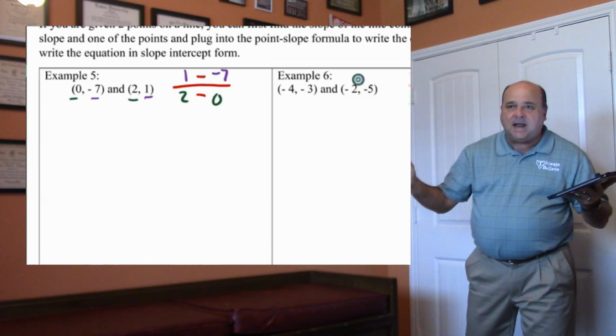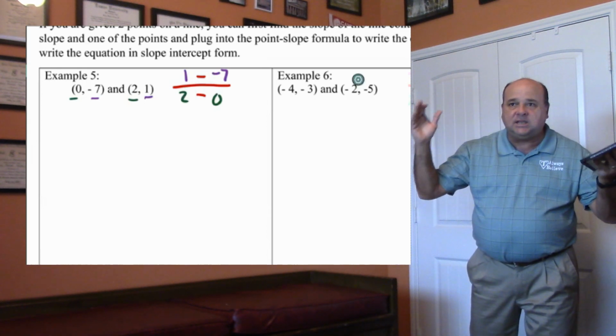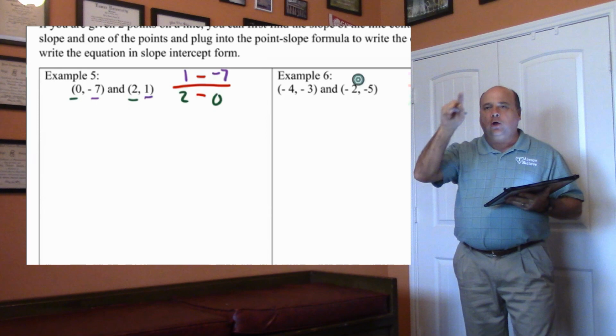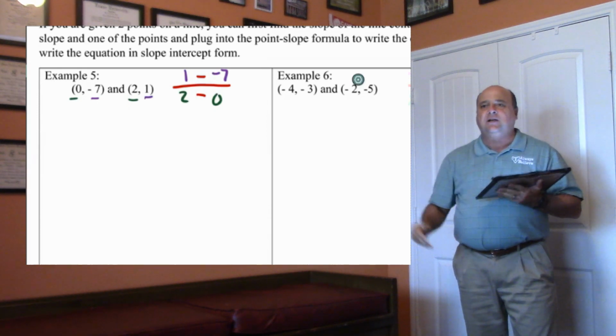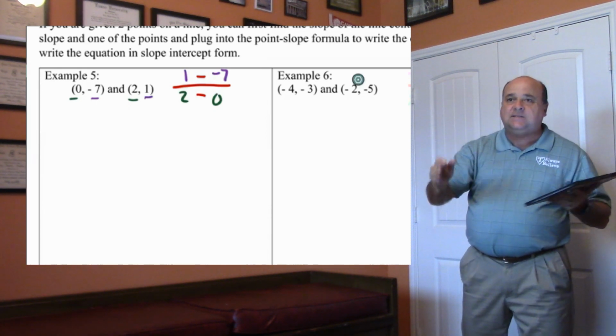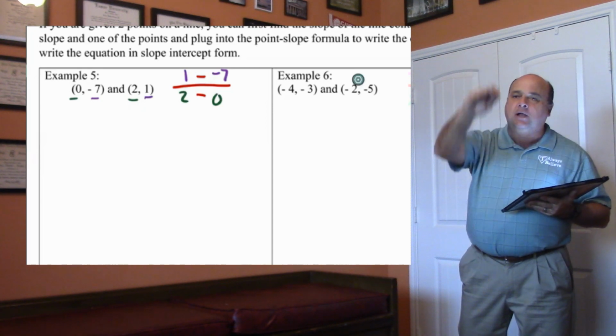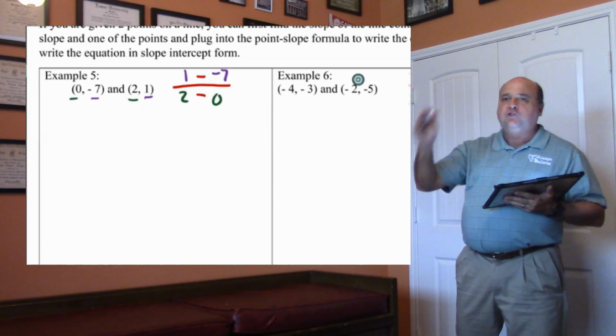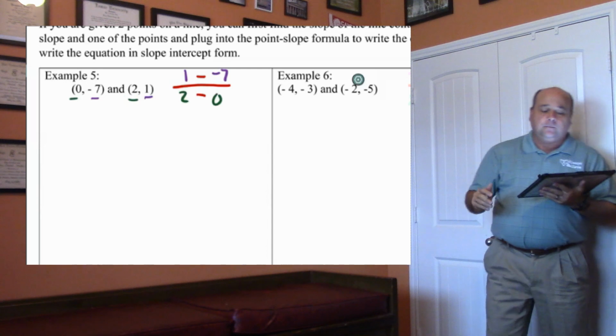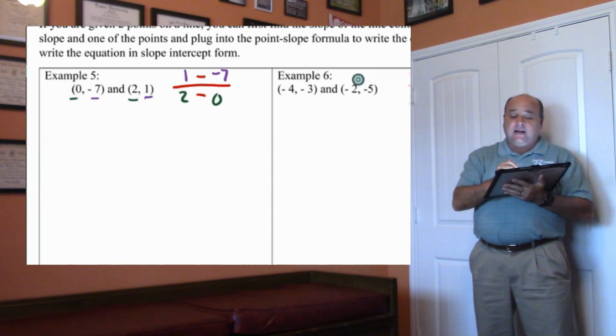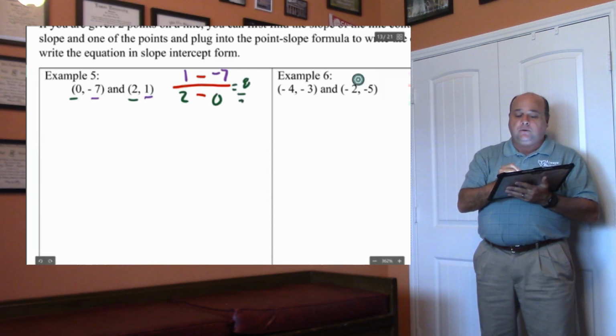Punch this into the calculator. Hit Control Divide and type that as is into the calculator. You will not miss it. If you miss this slope and go down, everything's wrong. So make sure you're using the calculator here. Now then 1 minus a negative 7 is 8 and 2 minus 0 is 2. So our slope ends up being 4.